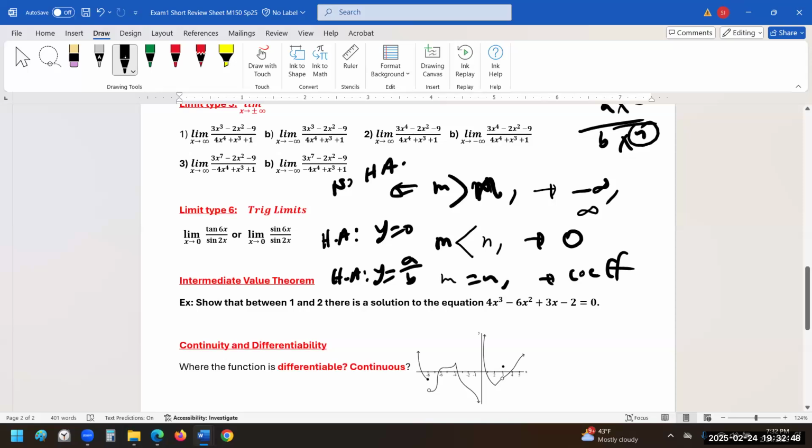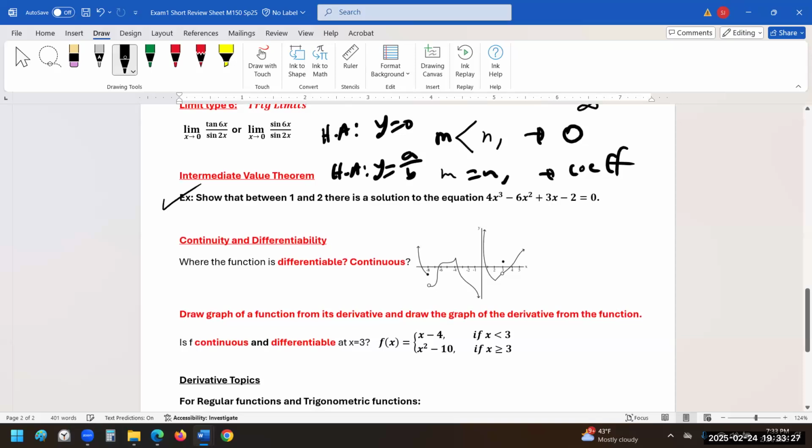Then for trig, you have to remember the table I gave you. There are a few identities I gave you, remember? Sin x over x, when x goes to 0, what's the limit? 1. Same thing, x over sin x, the limit is also 1 when x goes to 0. But cosine is different. Tangent is same as sine. So remember all those rules, and then you can do this type of limit. Only sine, cosine, tangent.